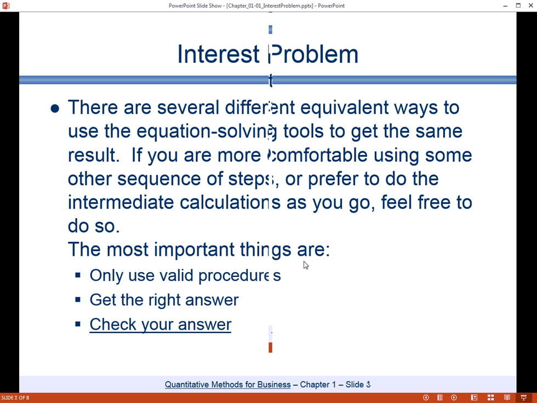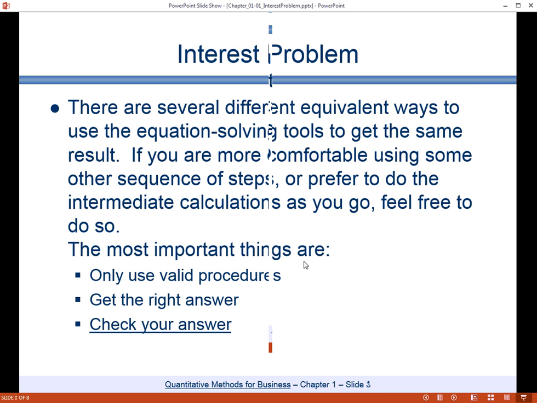So there are several different equivalent ways that you could use the equation solving tools to get the same result. If you're more comfortable using some other sequence of steps, or you prefer to do the intermediate calculations, you can do the 446.6 minus 0.094 times 5500 as an intermediate calculation and calculate that value out and carry it forward. I don't care, it doesn't matter. Feel free to do so.